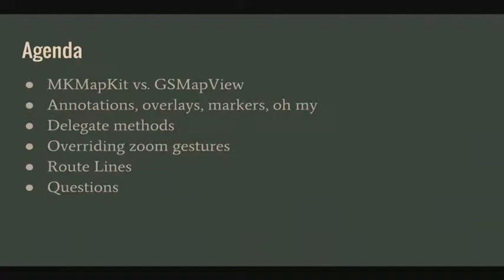So agenda for today, we're going to talk a little bit about Apple's MapKit versus Google's MapKit. At Sidecar, I worked exclusively in Apple's MapKit, and now at Luxe, we use Google's. So I haven't used Google's as much, but I've used a little bit of both, and I have some pros and cons. We'll talk a little bit about annotations and overlays and markers, a little bit about the delegate methods, specifically the map interaction delegate methods, overriding some zoom gestures, my favorite part, some route lines, and any questions you guys may have.